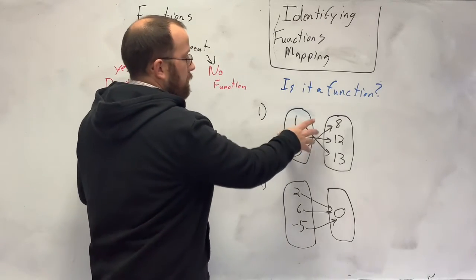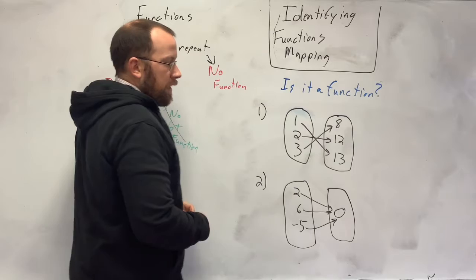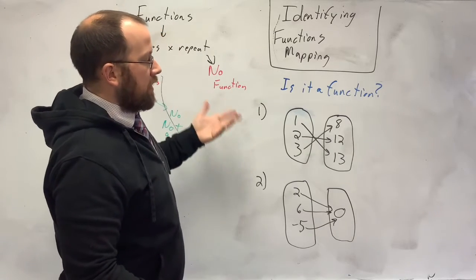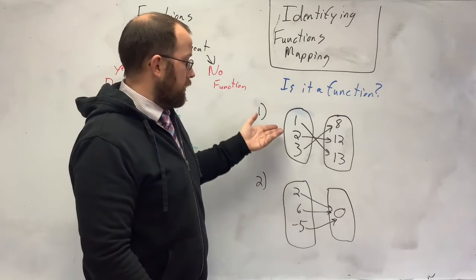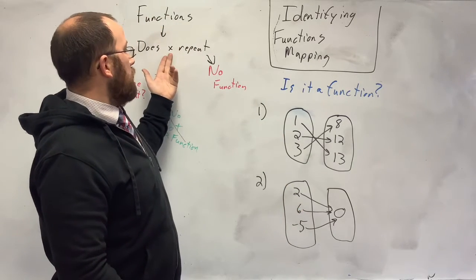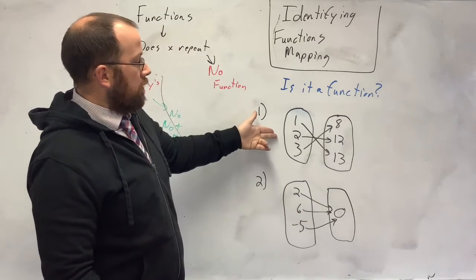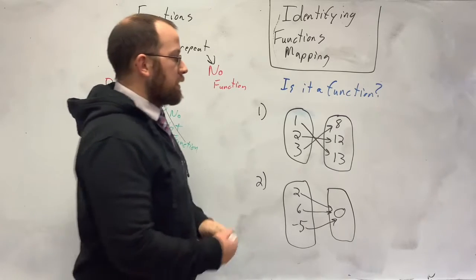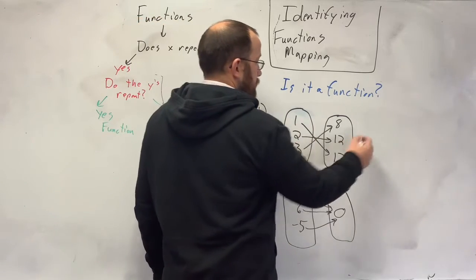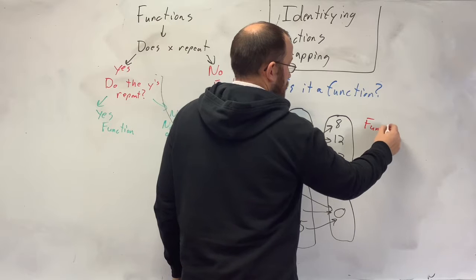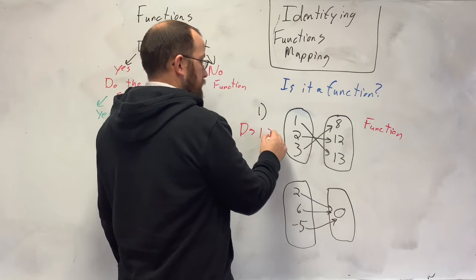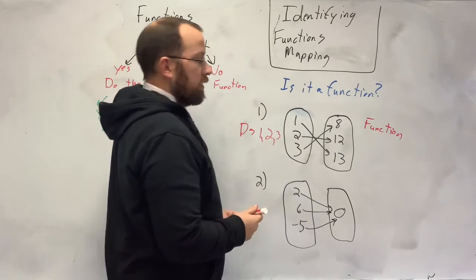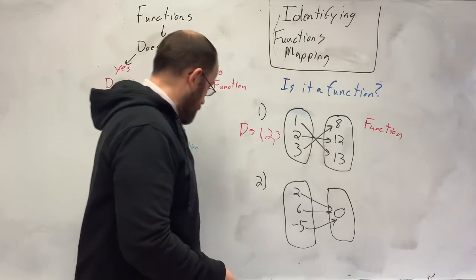So with mapping, you have two oval looking things, and you still have to ask yourself the same thing first. Do the x's repeat? In this one, no. This is a function. So I have 1, 2, and 3. If you want to write out your domain, you're more than welcome to. 1, 2, 3. They're all different. It's kind of easier to see here though.